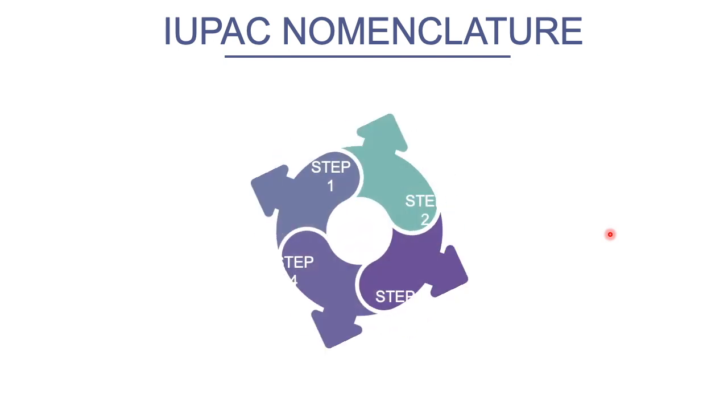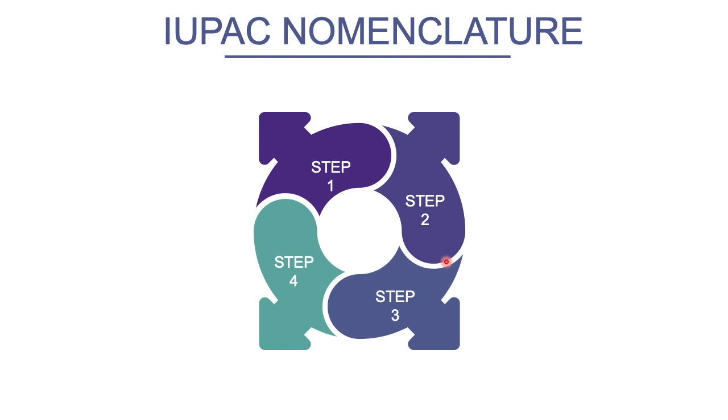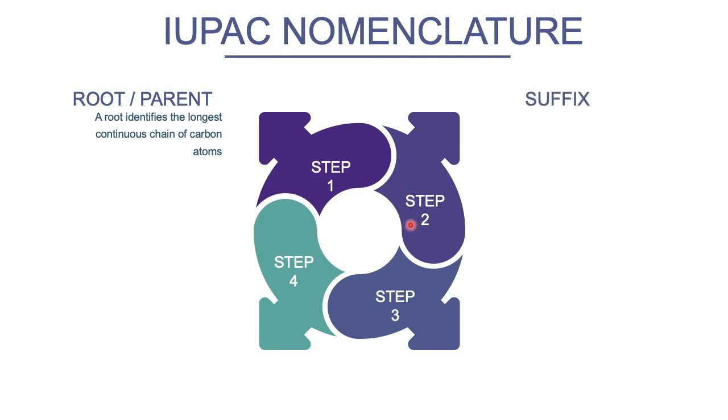Now coming to IUPAC nomenclature. There are essentially 4 steps involved in naming a particular compound. So let's understand step 1. Step 1 is to identify the root or the parent. This simply is the longest continuous chain of carbon atoms. That chain is considered to be the parent chain. Step 2 is to identify the suffix. This identifies the main functional groups. In this case, all are single covalent bonds, and we talk about the suffix ane.